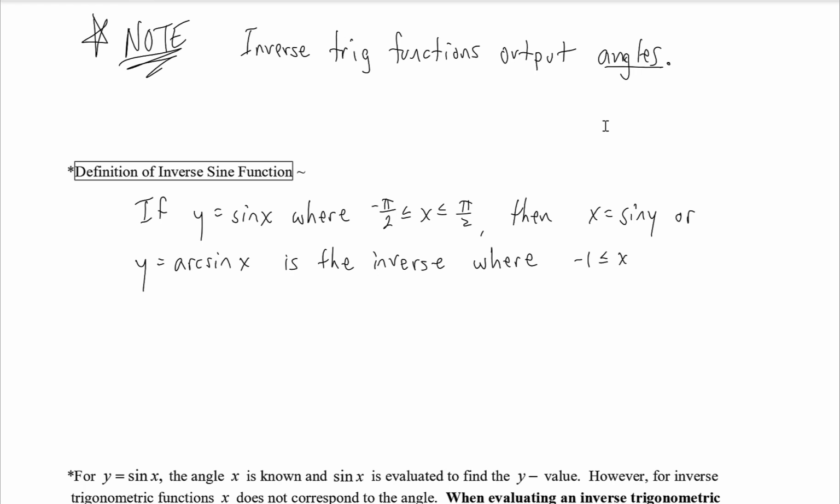Where x is between -1 and 1, and y is between -pi/2 and pi/2. So if you start with the traditional sine function, the parent function, and you restrict the domain to -pi/2 to pi/2, then x equals sine of y, or the preferred way to write it, y equals arc sine of x, is the inverse, where x is between -1 and 1 inclusive, and y is between -pi/2 to pi/2 inclusive.